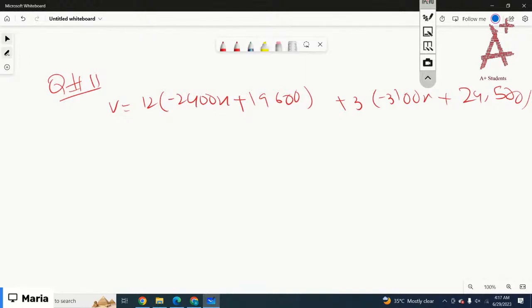Let's just solve. You have to do 12 times negative 2400. That would be negative 28,800x plus 12 times 19,600. You just have to do the calculations. Got it? You just have to collect the like terms.